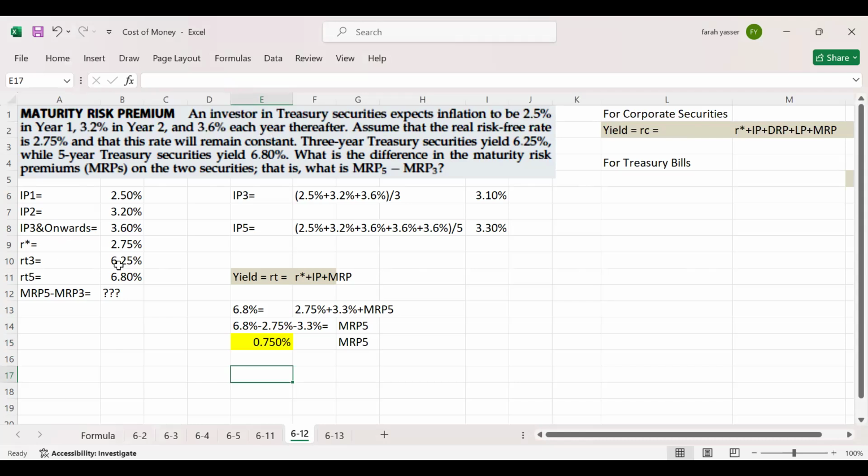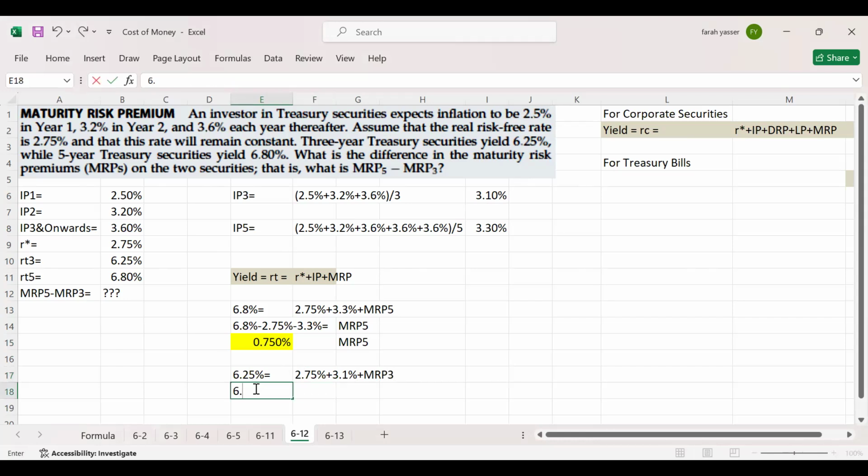3 years yield is 6.25. So we will take 6.25% on one side. On the other side, we have R star, which is 2.75%. Then we will add average inflation of 3 years, which is 3.1. We have calculated it, 3.1%. And then maturity risk premium of 3 years.